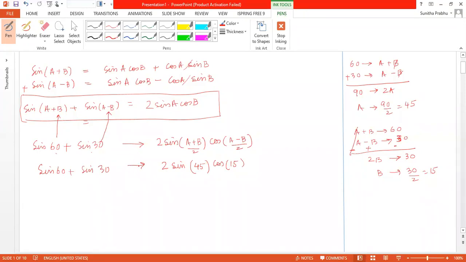Did you guys get this? Just write it down, and as you write it down, you will be able to understand. So don't further simplify sine 45 cos 15. For now, don't bother about what the value of this identity is going to be, okay?